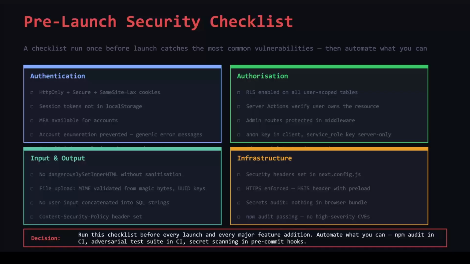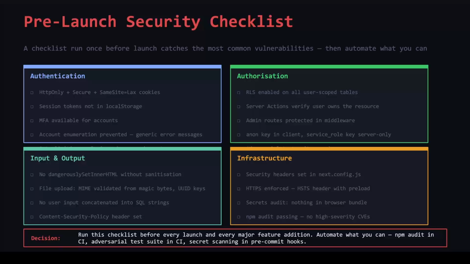Input and output: no dangerouslySetInnerHTML without explicit sanitization. File uploads validated from magic bytes, please, and stored with UUID keys. No user input concatenated into SQL strings. Content Security Policy header configured and tested. The infrastructure: security headers set up in next.config.js. HTTPS enforced with HSTS preload. Secret audit clean, nothing in the browser bundle. npm audit passing. Dependency lock file committed.